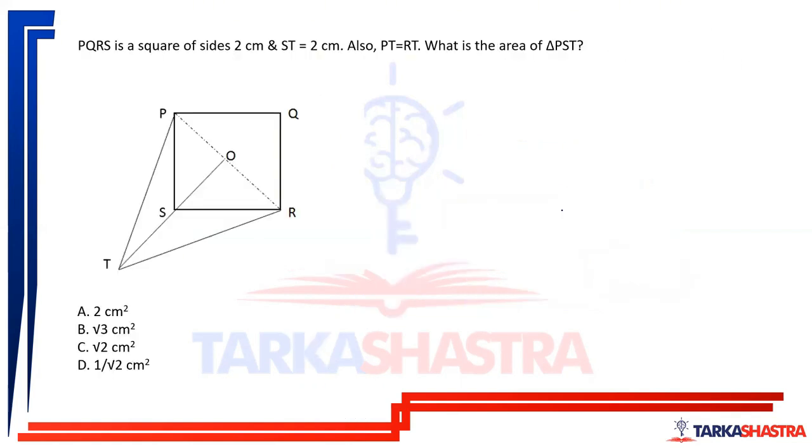Next, PQRS is the square of side 2 centimeter. Also, PT is equal to RT. What is the area of triangle PST? Area of the triangle PST. So, this is also 2. This is the midpoint. Total, I will have to find out.